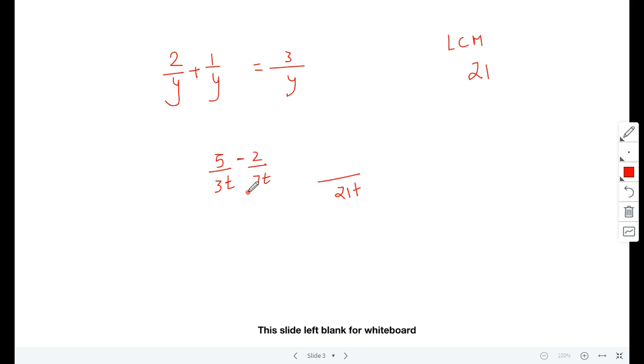So you have to make the denominator 21t. How can you make it? By multiplying by 7. But if you are multiplying this by 7, you also have to multiply this by 7 as well. And how can you make this 21? By multiplying by 3, so you have to multiply this with 3 also. So the final answer is 29 over 21t. Yes, that's correct. Now you solve this one.